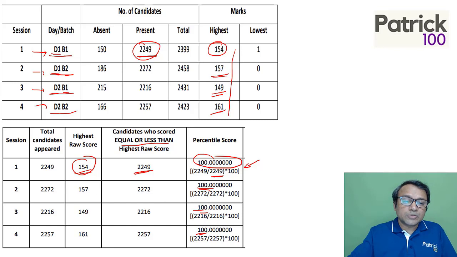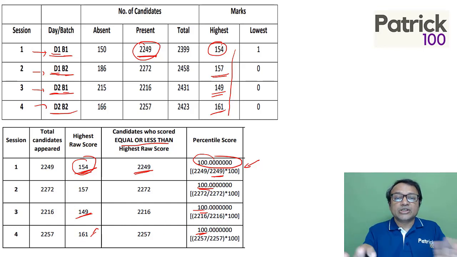So in all the 4 slots, the person who got 154 in the first slot and is a topper in his slot, 149 in the third slot, and 161 in the fourth slot, all will get 100 percentile, no matter how many students are writing in each slot.